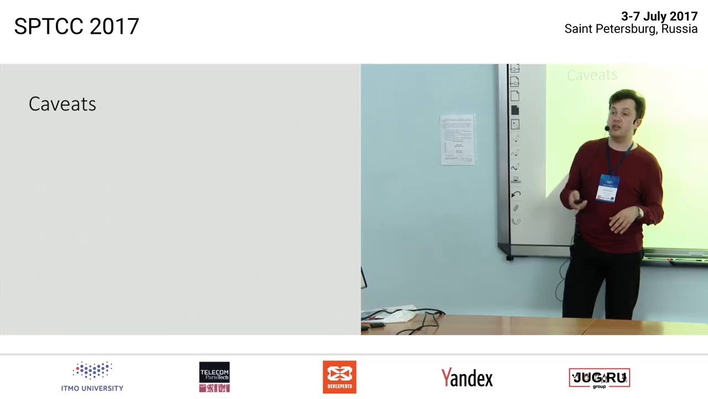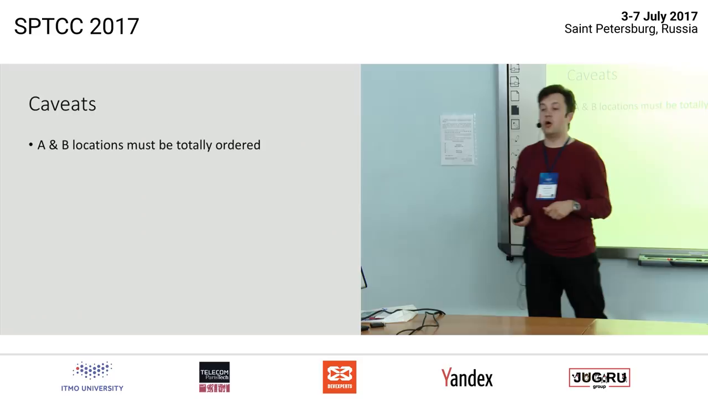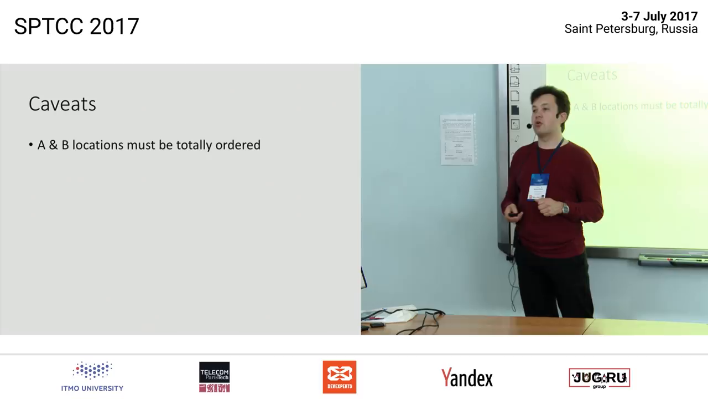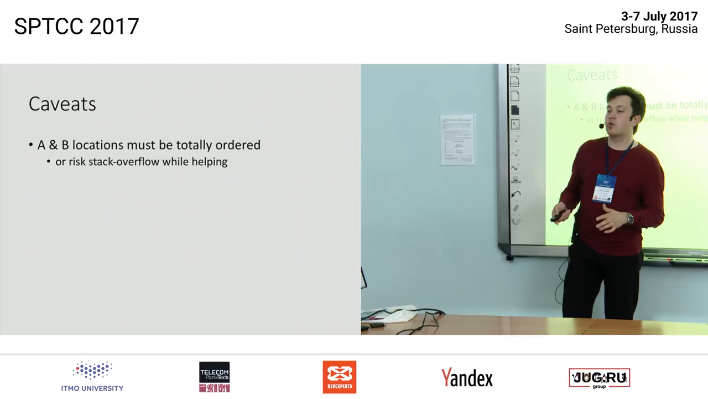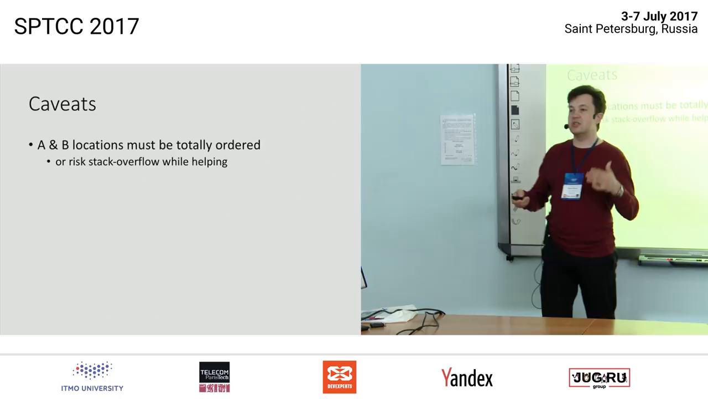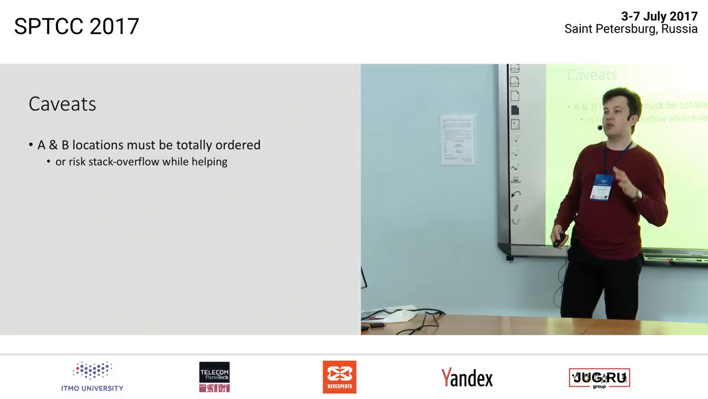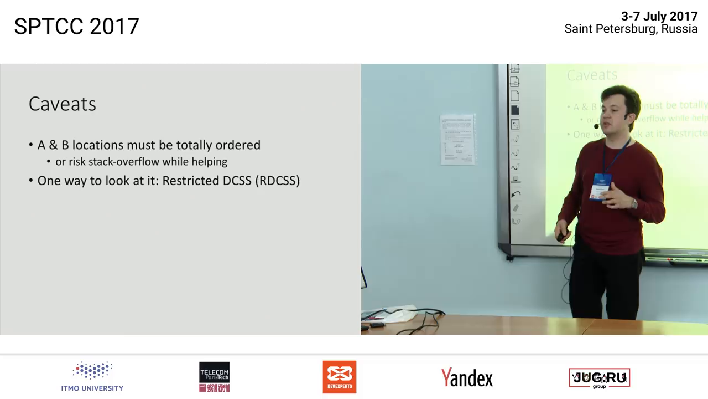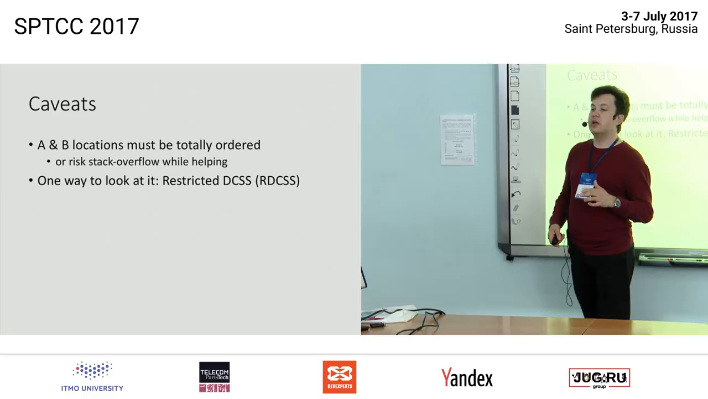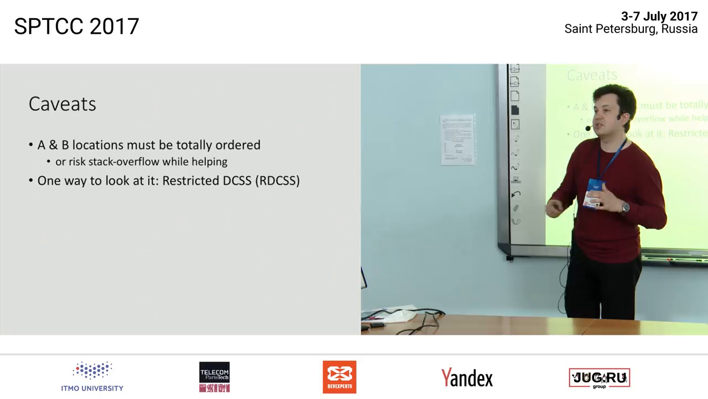But if we modify it, there's one caveat. Locations have to be totally ordered. We can't just take two random memory locations. There has to be a total order between memory locations. Otherwise, as in Harris's work, there will be a stack overflow while helping. One thread is doing DCSS on A and B, and the other is doing B and A, and they both write descriptors first, and then loop forever, stack overflowing while helping each other. So this is an important caveat: in this algorithm, we have to order memory locations. In Harris's work, one way to look at it is as a restricted DCSS operation, that's how it's specified. Harris says location B can only come from a separate subset of memory locations. It's basically the same as saying A and B are totally ordered.